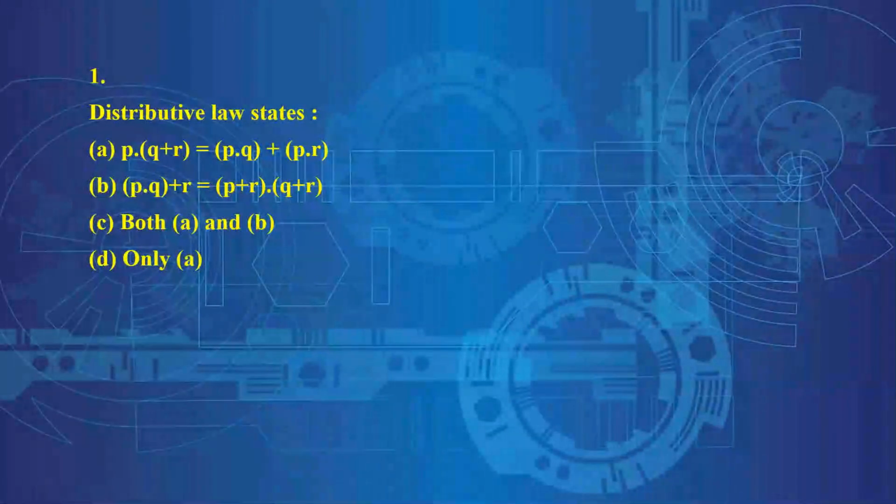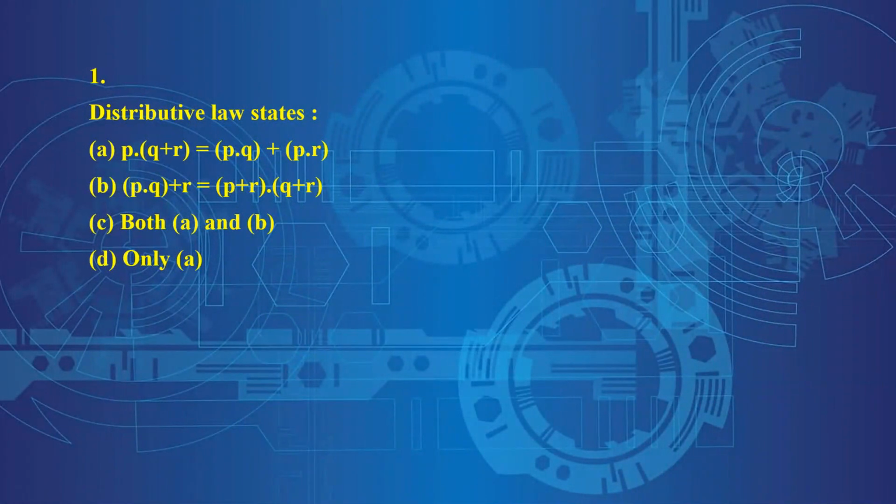First question: distributive law states. Option A, P dot (Q plus R) equals P dot Q plus P dot R. Option B, P dot Q plus R equals (P plus R) dot (P plus Q). Sorry, Q plus R. Option C, both A and B, and option D, only A.